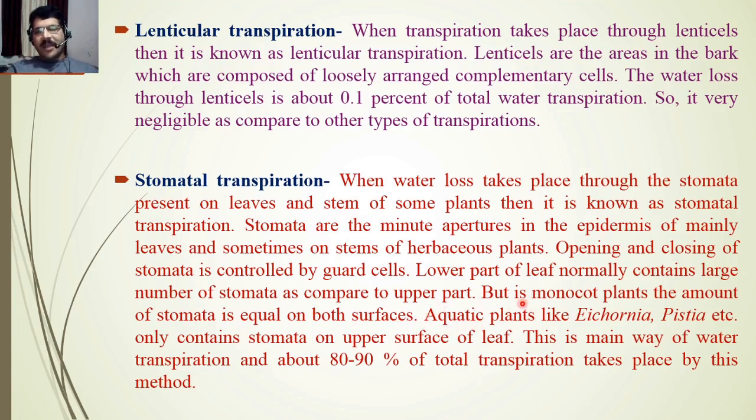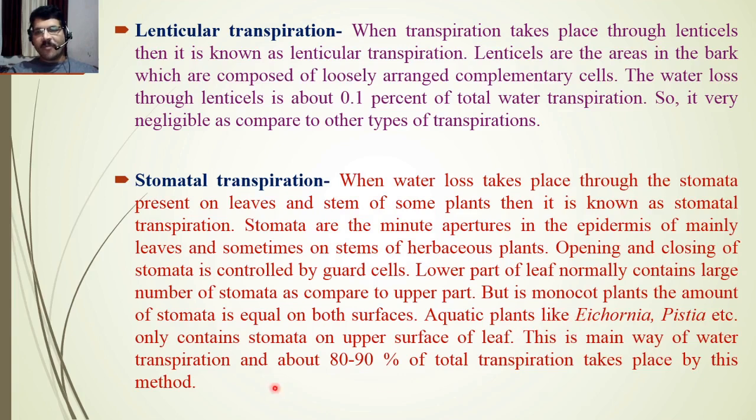If we see aquatic plants like Eichhornia, Pistia, etc., they only contain stomata on the upper surface of the leaf. The lower part of the leaf of these plants is embedded in the water, so there are no stomata present on the lower surface of the leaf of Eichhornia and Pistia. So these aquatic plants contain stomata on the upper surface only.